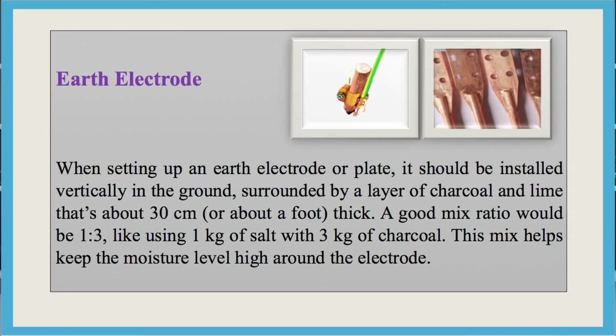A good mix ratio would be 1:3, like using 1 kg of salt and 3 kg of charcoal. This mix helps keep the moisture level high around the electrodes.